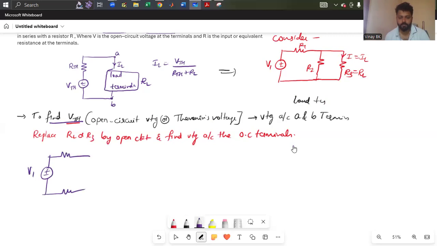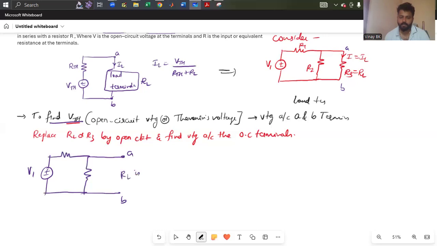Sorry, this is not there. R1, R2, and the load terminals A and B. Suppose this is the load and terminals. If you want, you can notate the load terminals A and B. So now this RL is replaced by an open circuit. So now the voltage across this is VTH. You need to find this VTH, that is also called the open circuit voltage.